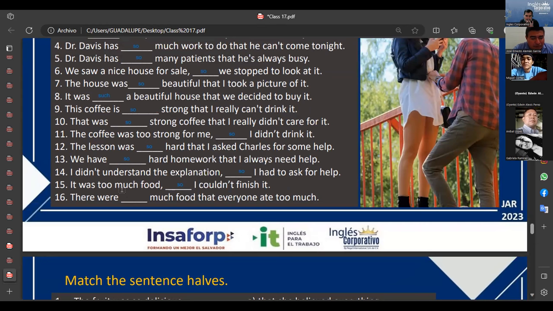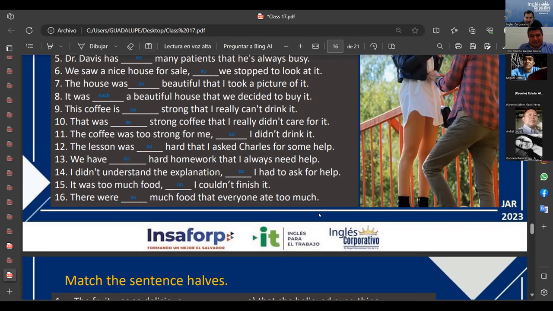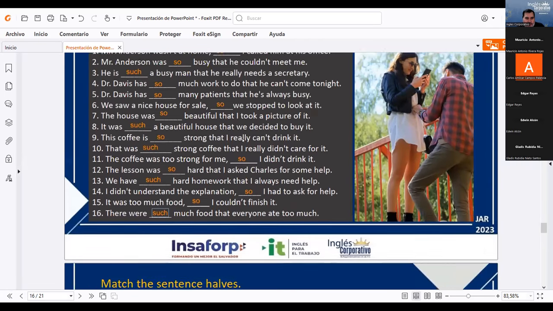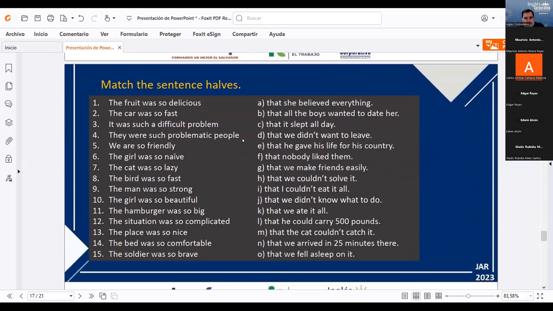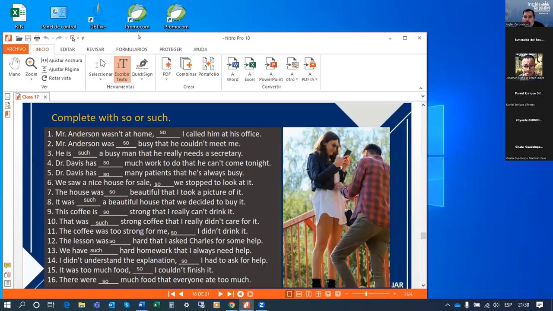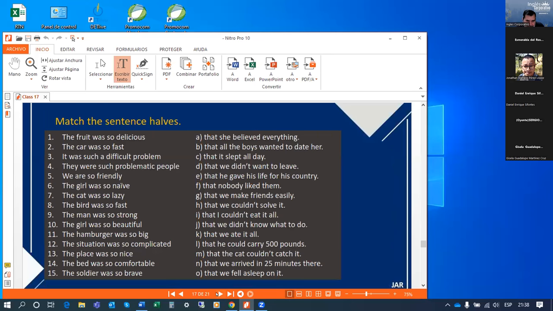Finish, teacher. Continue with the next one. Match the sentence halves. Go ahead, continue with the next one. Continue with match the sentence halves.